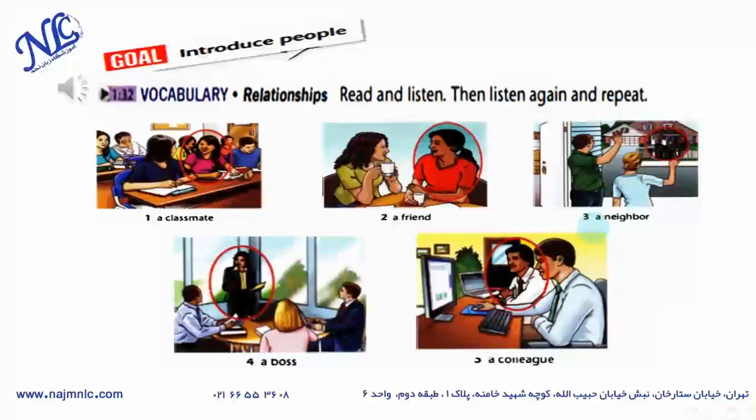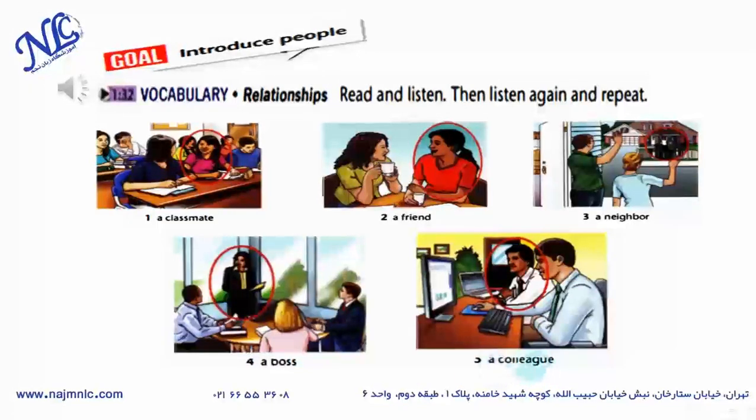Number 3, a neighbor. Who is a neighbor? A neighbor is a family or a person who lives next to you. For example, next flat, next apartment, next home. Number 4, a boss. A boss manages a company. A boss is the head of the company.